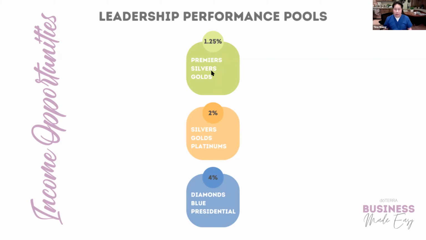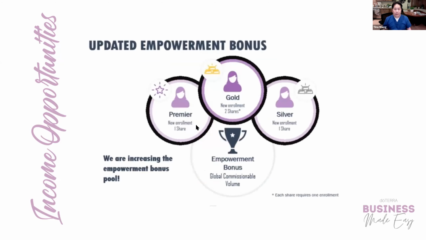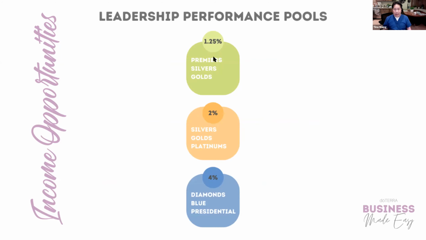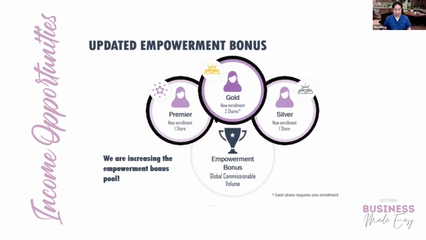So premiers, silvers, and golds are eligible for this empowerment bonus. Silvers, golds, and platinums are shared with this leadership pool, and diamonds, blue diamonds, and presidential diamonds share a 4% share percentage. So this 1.25% bonus is called the empowerment bonus. This is eligible for premiers, silvers, and golds. And they get this bonus when they enroll someone that month, okay? And it's worth about $200, and so it's nice.